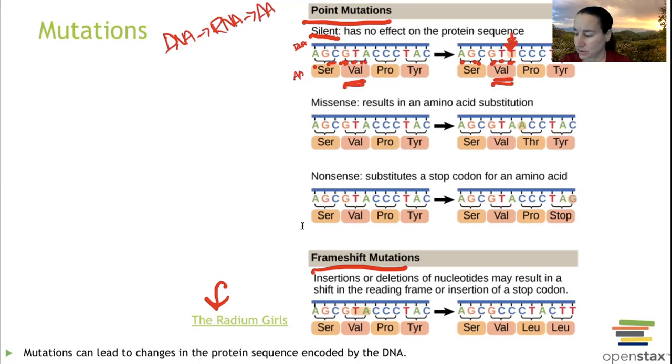Missense mutation. So in a missense mutation, we had AGC, AGC, GTA, GTA, CCC, ACC. So this is what I was talking about. Before, we had PRO, amino acid, and now we have THR. We are coding for a different amino acid. So this is a missense when we code for the wrong amino acid.